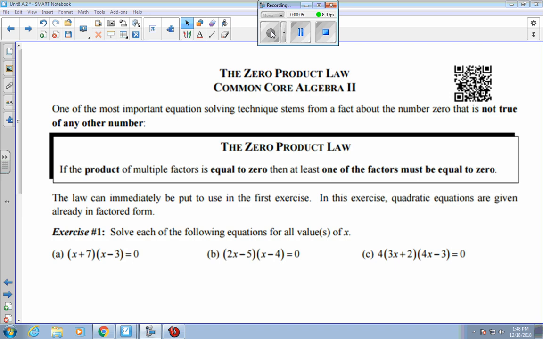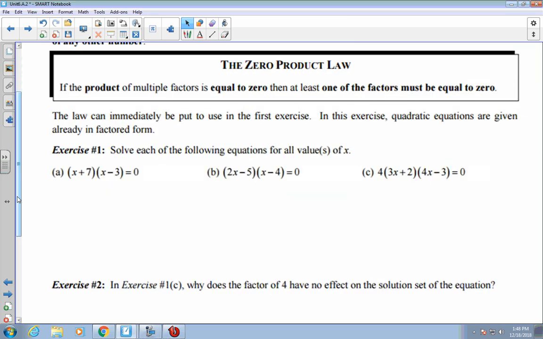Hello, everyone. Zero product law. So I will not really refer to it as zero product law. We will say find the zeros, find the roots, find the x-intercepts. That's what we will say. It's when we have an equation instead of an expression. We've been dealing with expressions for the first 5 lessons. Now we put an equal sign in.